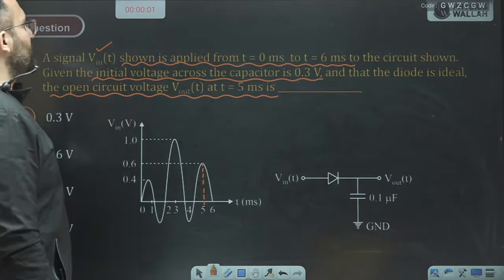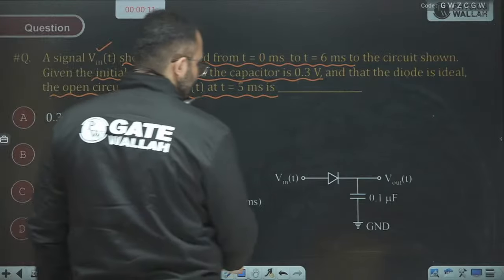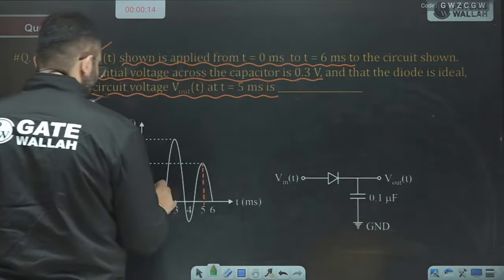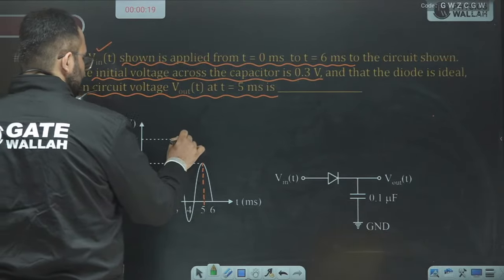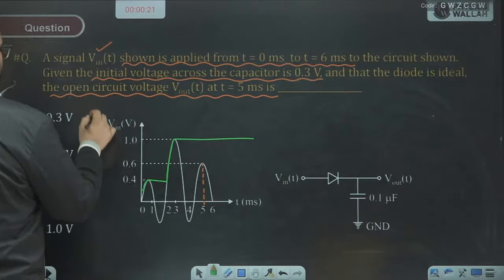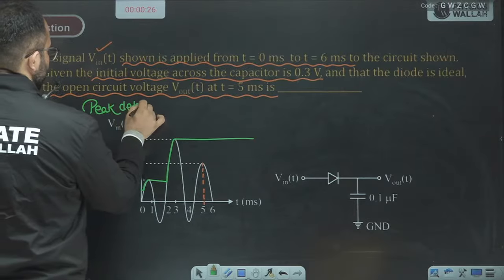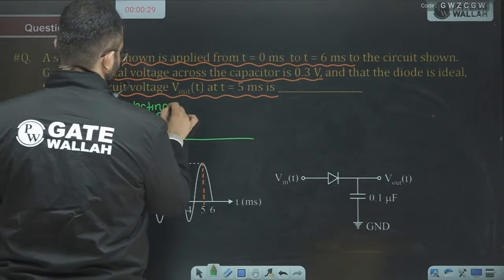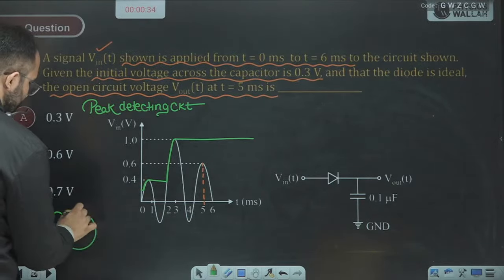I hope all of you will be able to do this question very easily, without even picking up your pen. There is no need to pick up your pen even in this case. We can see that initially it will charge to 0.4, then it will charge to 1 and then it will be constant. So it's a peak detecting circuit, and the output voltage will be 1.